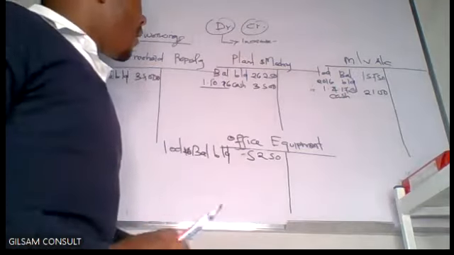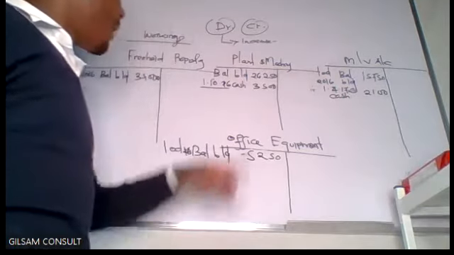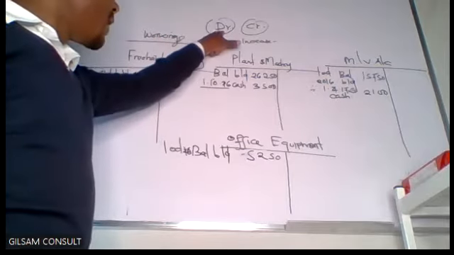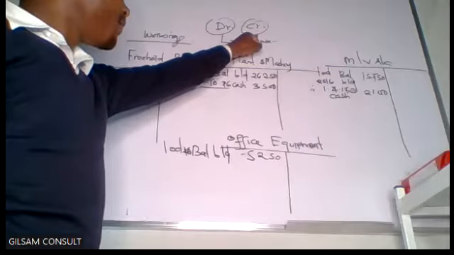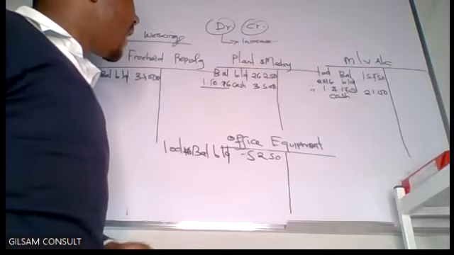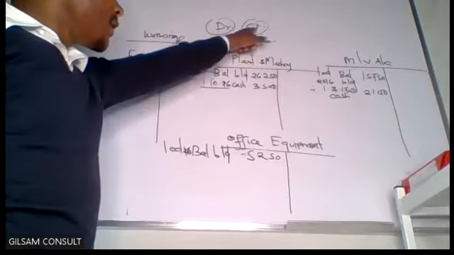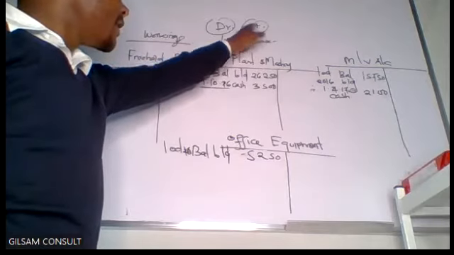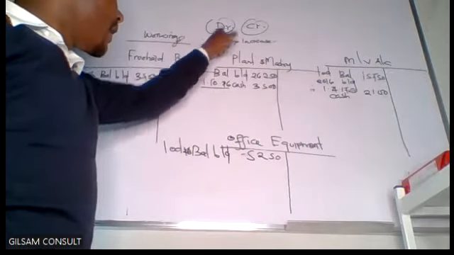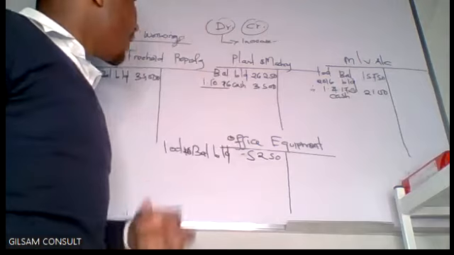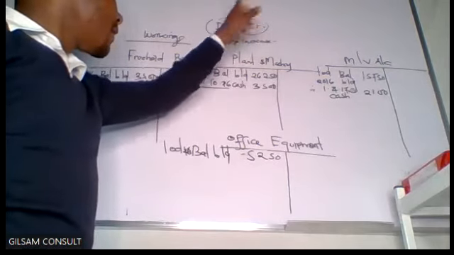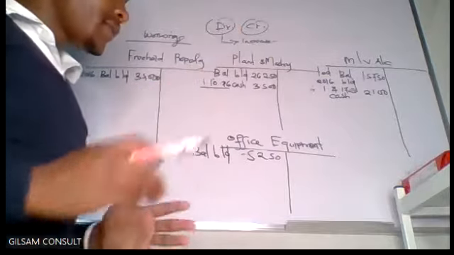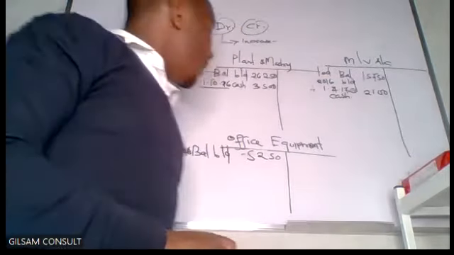When it comes to expense, an increase in expense, you debit. A decrease in expense, you credit. Liability, an increase in liability, you credit. A decrease in liability, you debit. The same case with capital. When the capital increases, you credit. When capital decreases, you debit. So those are the principles which you need to understand.